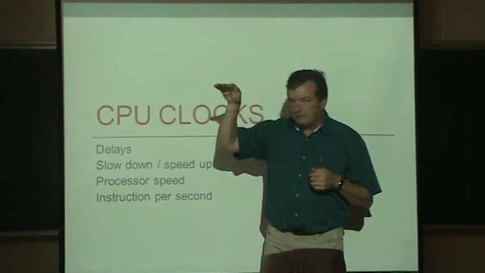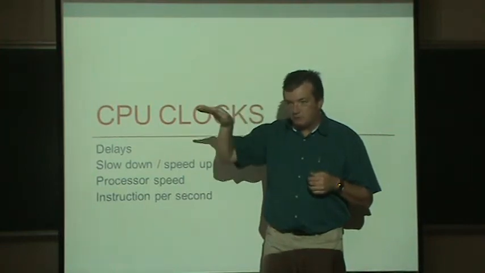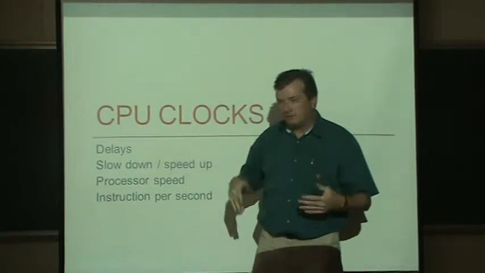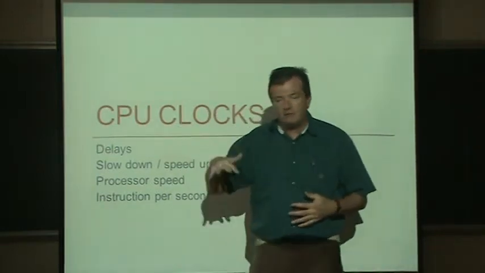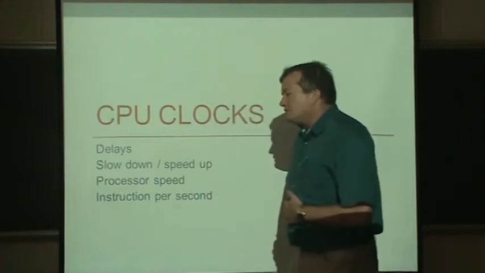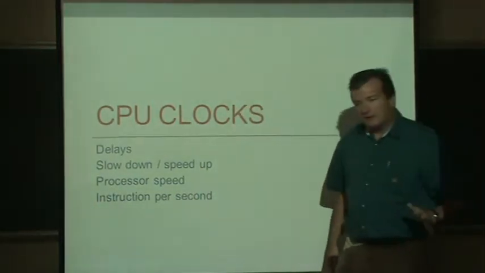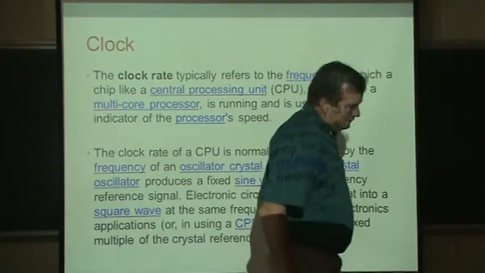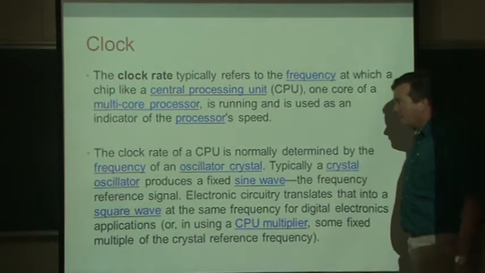Allow a certain amount of time to pass, now stop doing step one, do step two. Allow the same amount of time to pass, then step three, step four, step five, step 1, 2, 3, 4, 5, and keep doing that over and over. So this is typically called the clock of the CPU. So we're just going to chat about what the clock is and what the clock rate is.